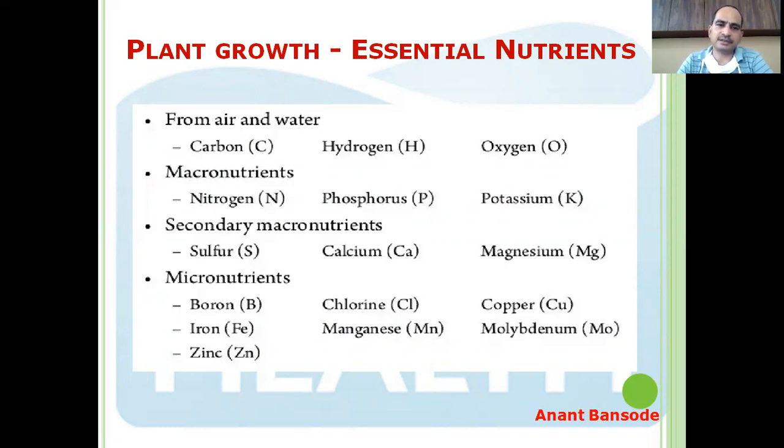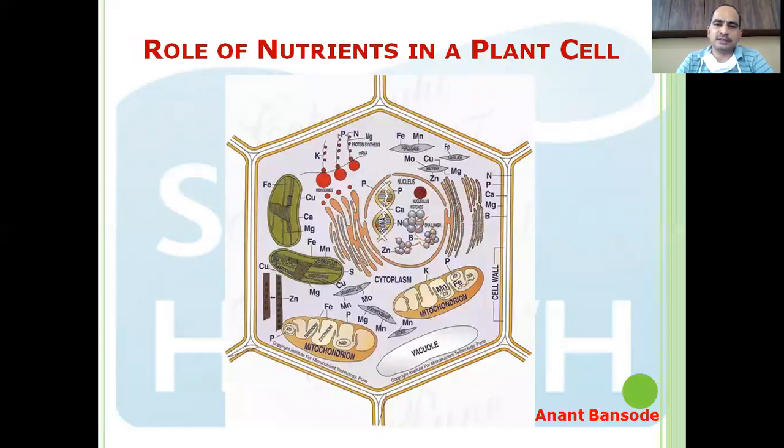The secondary nutrients are sulfur, calcium, and magnesium, and the micronutrients, which are required in very small quantity, are boron, chlorine, copper, iron, manganese, molybdenum, and zinc. All these nutrients are required for the satisfactory growth and physiological processes of the plant. So these nutrients play a vital role in the growth of a plant.